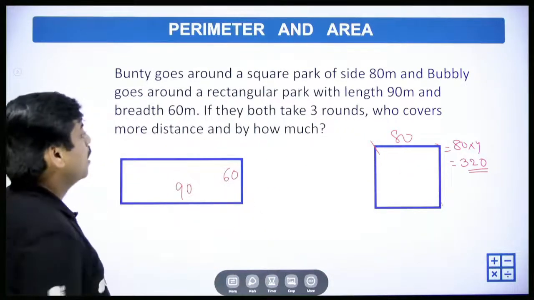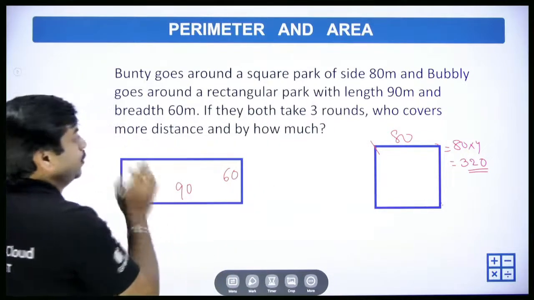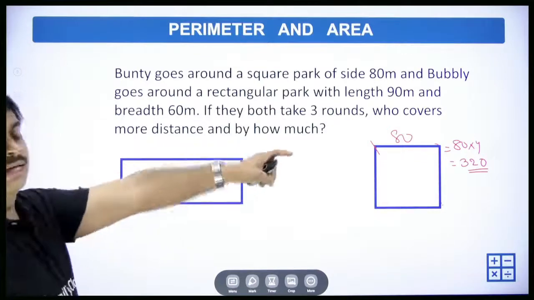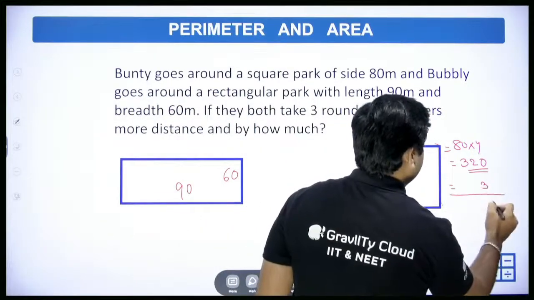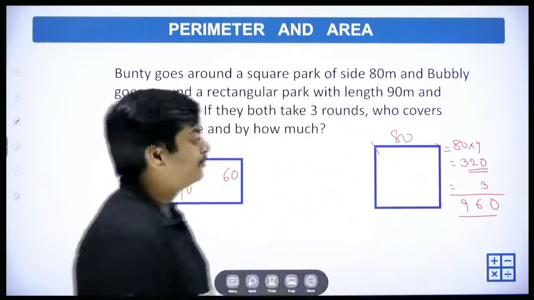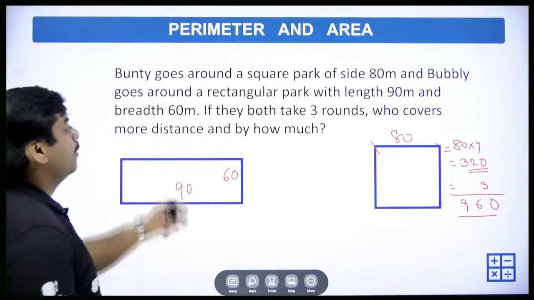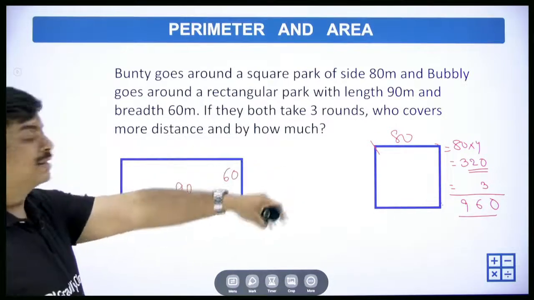Next, the rectangle has length 90 meters and breadth 60 meters. If they both take 3 rounds, so 320 into 3. 3 into 0 is 0, 3 into 2 is 6, 3 into 3 is 9. So that is 960. That is 960 meters for the square.